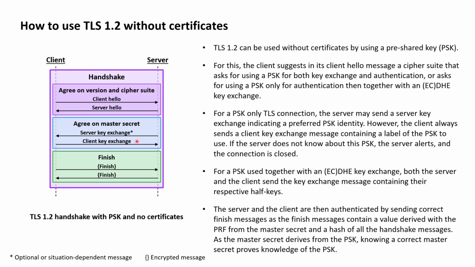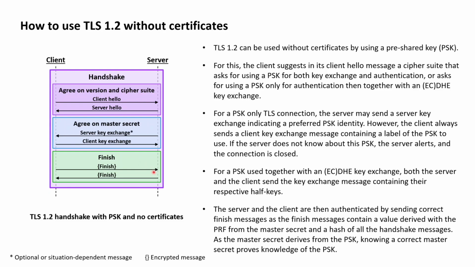Now, in case an additional ECDHE key exchange is conducted, then both the server key exchange message as well as the client key exchange message are sent, which contain the respective ECDHE half keys of the client and the server. After the key exchange messages were sent, the client and the server then send each other their respective finish messages. Importantly, no X.509 certificates have now been sent, neither by the server and neither by the client. As such, in this TLS connection, no authentication took place so far.